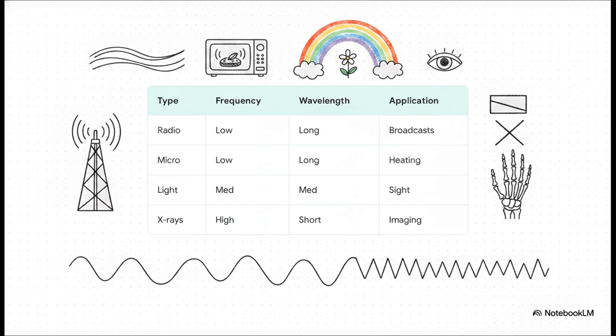Bump up the frequency and energy a bit, and you hit microwaves, which literally rotate water molecules to heat up your food. Right smack in the middle is this super narrow band of visible light. That's what you're using to see and what plants use for photosynthesis. Keep cranking up that frequency and energy, and you eventually hit X-rays. Their wavelengths are so incredibly short they can pass right through human soft tissue to image broken bones.